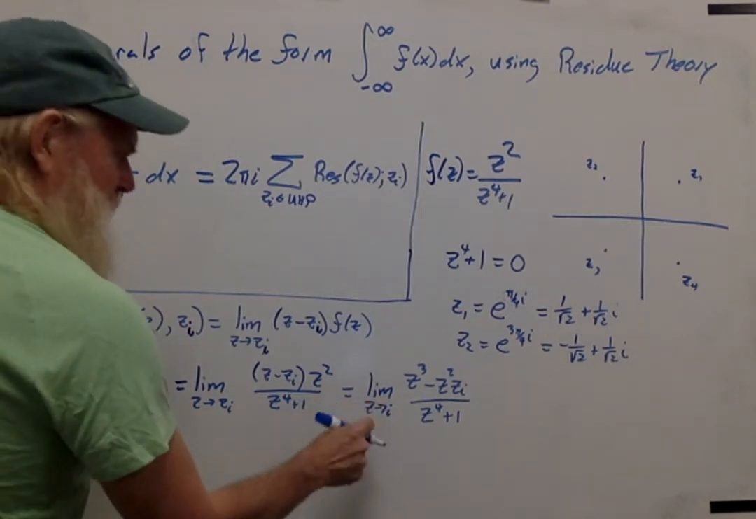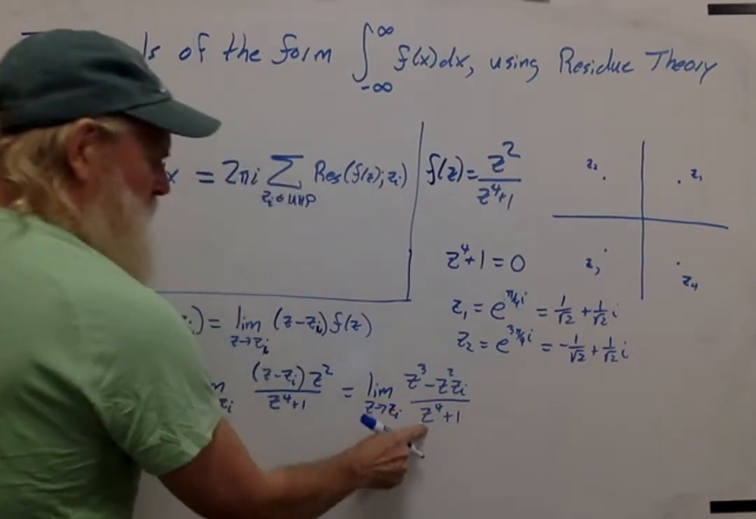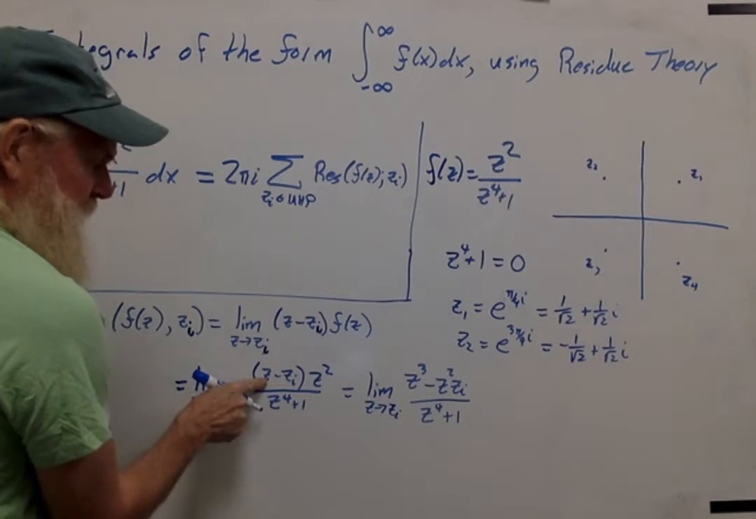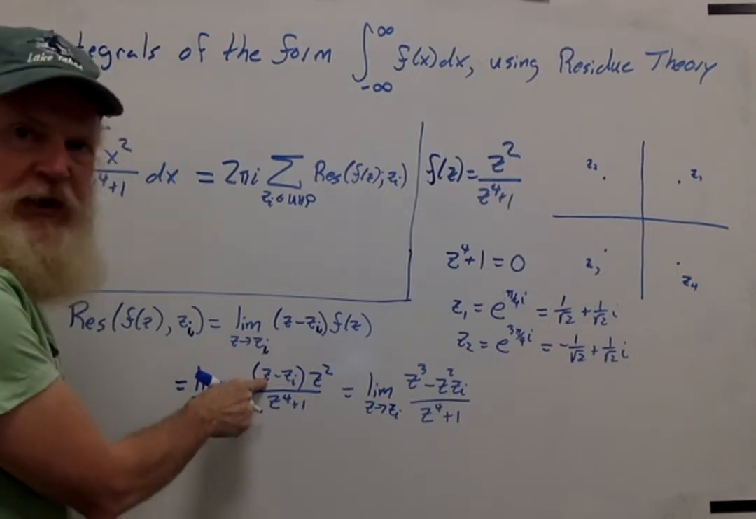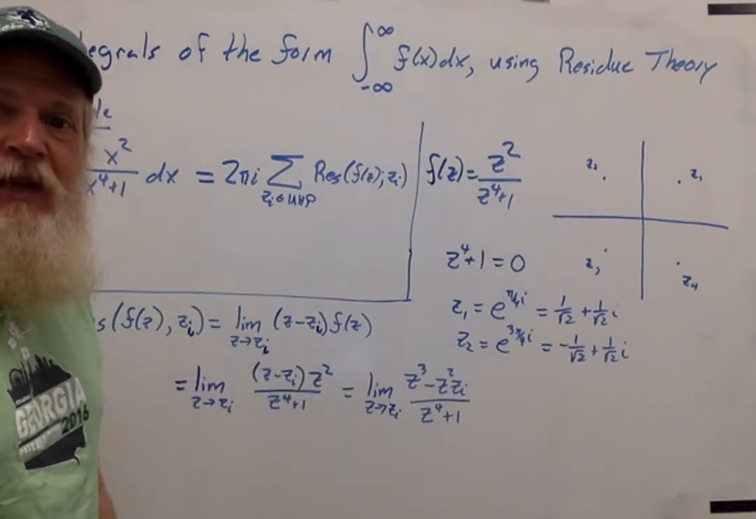Now, since z sub i is a pole, we know that it makes the denominator equal to 0. And we also can see that if we plug in z sub i right here, it makes the numerator equal to 0. So this is an indeterminate form, and we can apply L'Hopital's rule.